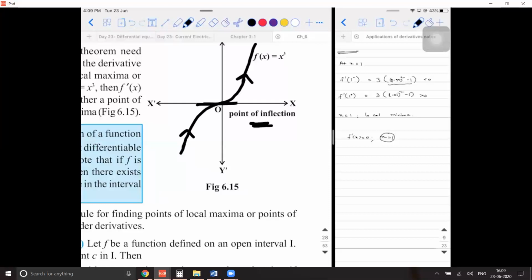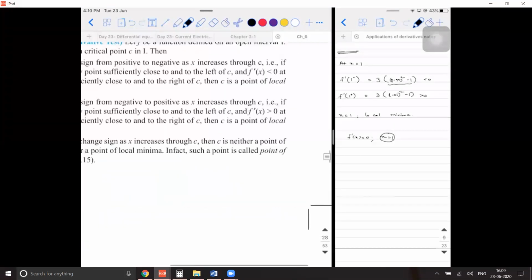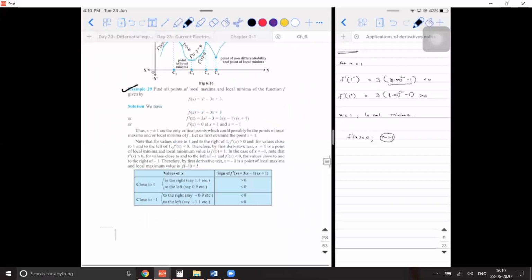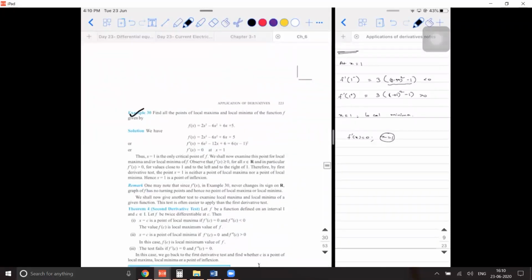Are you able to understand? You would have got f dash of 1 minus also positive, f dash of 1 plus also positive. Is it right? Is that what you people got? Yes, sir. So I hope you are able to understand. If on either side of the stationary point you get the same sign of f dash of x, then that point is called a point of inflection. Similarly, you can get f dash of x less than 0 on both sides. Then also it is called a point of inflection.